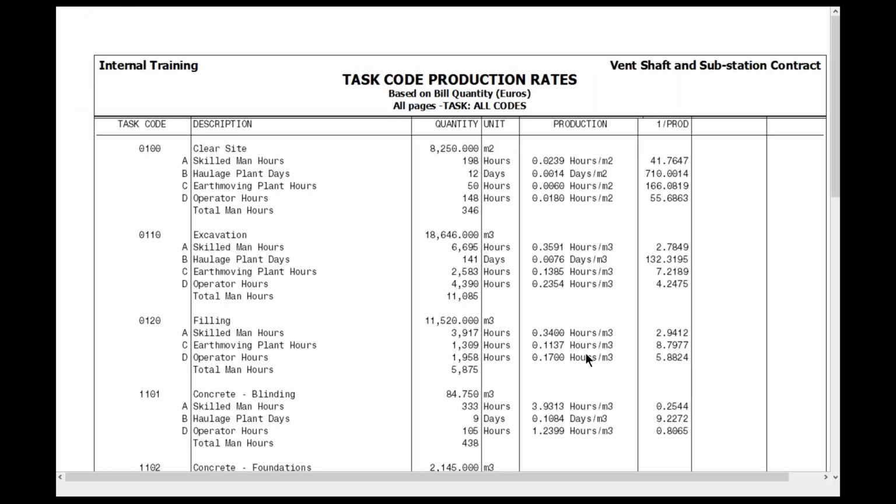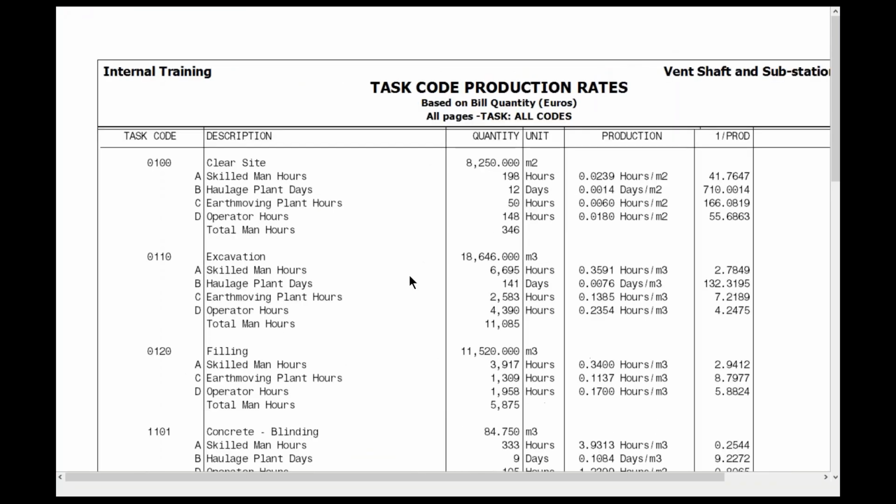So if we have a look at this report, it shows me my task codes on the left-hand side. It also shows me acronyms A, B, C, D, which are resource combinations to help me with my man hours. That will be dealt with in a later webinar.